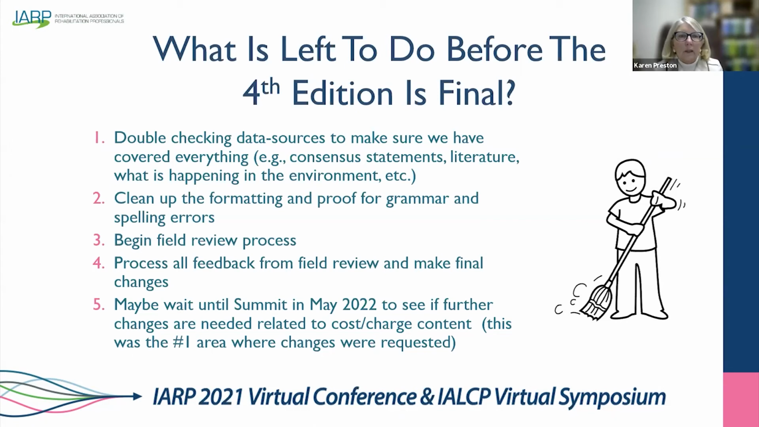So what do we still need to do? We're still doing some double checking on data sources to make sure that we have everything covered. We recently finished going through every single consensus statement. We've looked at a variety of different literature sources and what's happening in the environment. We've gone through the documents in our library that we collected a year ago to see if we're considering the influence that anything should have on us. Then we're doing some simple things like cleaning up formatting and proofing for grammar and spelling errors. And we're almost ready to begin the field review process.